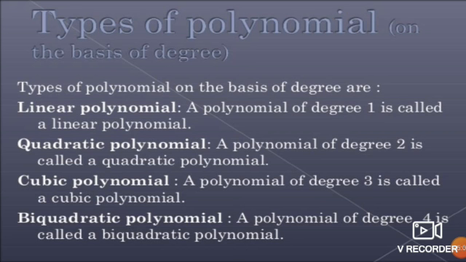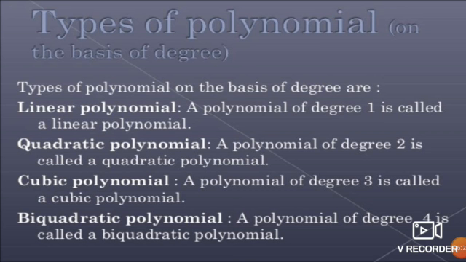Types of polynomial on the basis of degree only. Let us see which are the types of polynomial: linear polynomial, quadratic polynomial, cubic polynomial, biquadratic polynomial. What is the linear polynomial? A polynomial of degree 1 is called a linear polynomial.